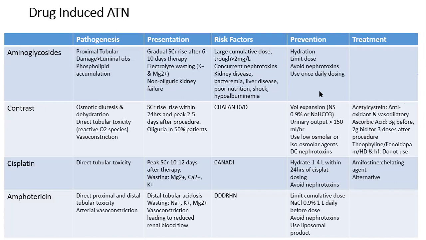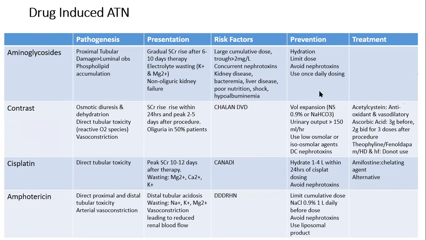You prevent it by hydration, you limit the dose, you avoid nephrotoxins, and you use once daily dosing. So that's a very important take-home message for aminoglycosides. You can dose it, for instance, with amikacin and gentamicin, 3 times a day, or you can dose it once, since they have a post-antibiotic effect. So once daily dosing can also work.